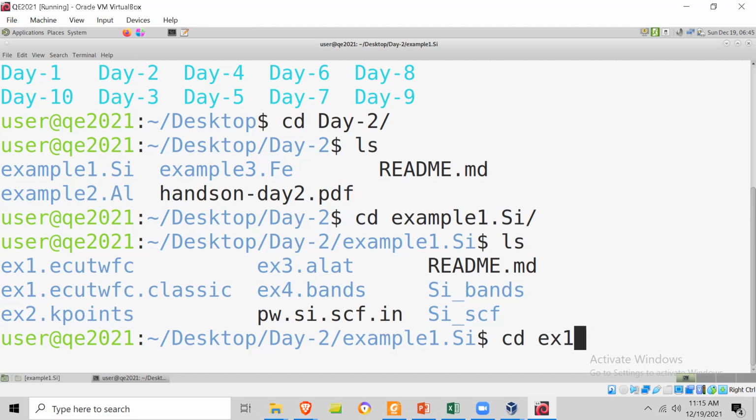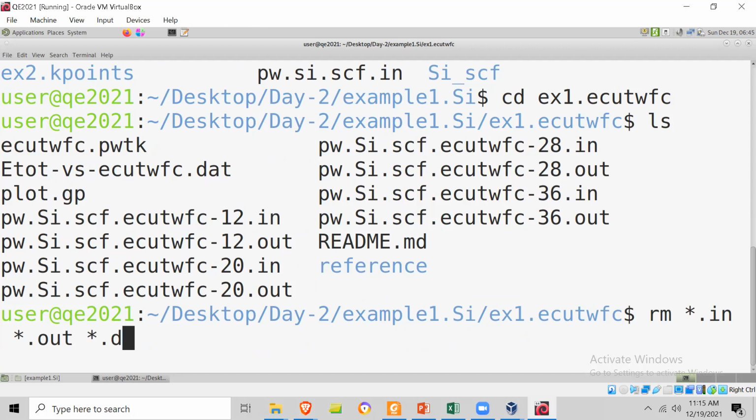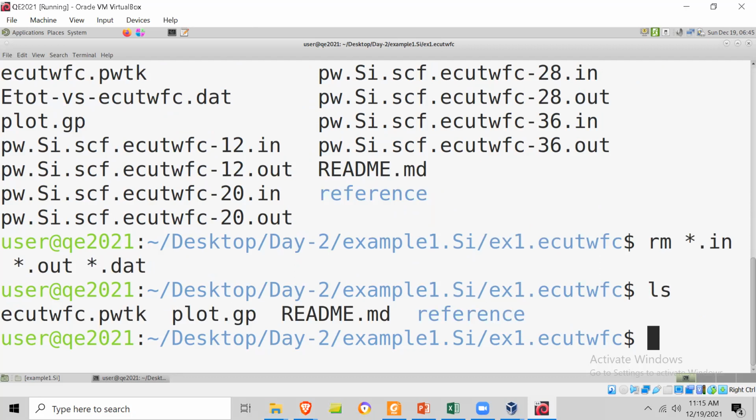I'm going to do an ls to see what's in there. I'm going to remove these files .in and .out because I ran it before. So this is what's in there right at the beginning. You have a pwtk file, which is the set of commands that you want to run to get the graph that we generated with Excel. But we had to do this one by one.